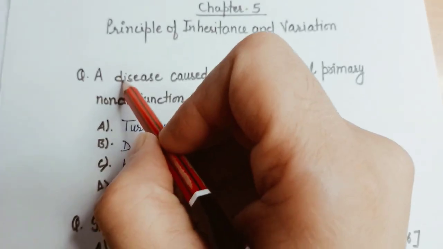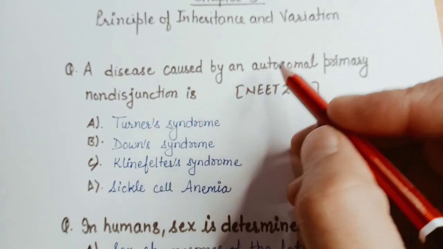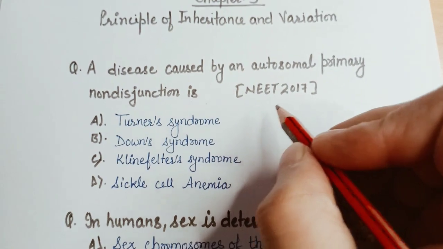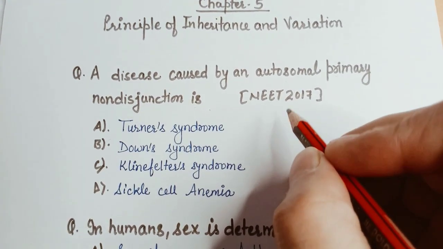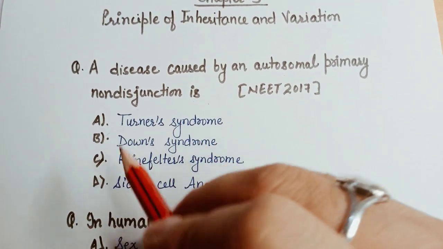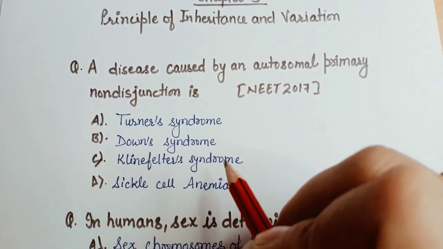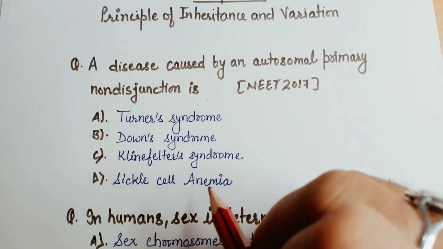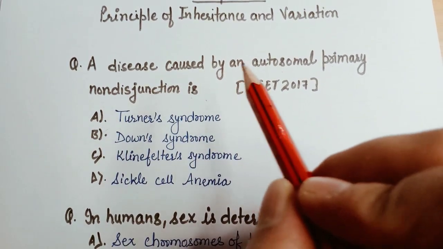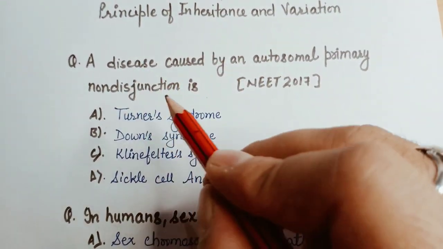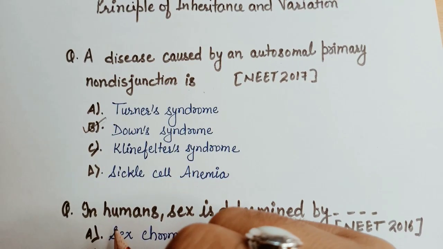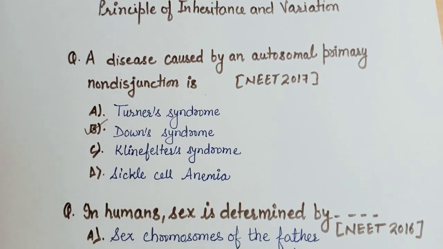Question is, a disease caused by an autosomal primary non-disjunction is. नीट 2017 में भी ये क्वेश्चन पूछा गया था. Options are A. Turner syndrome, B. Down syndrome, C. Klinefelter syndrome, and D. Sickle cell anemia. So what is the question? A disease caused by an autosomal primary non-disjunction is. Option B, Down syndrome. So option B, Down syndrome is the correct answer.